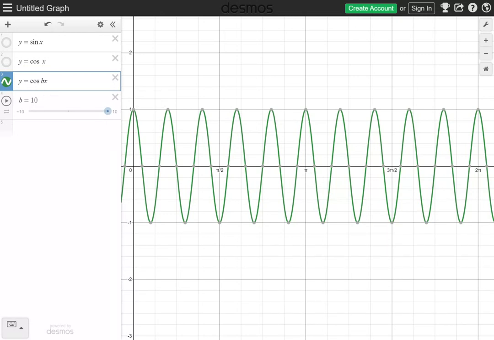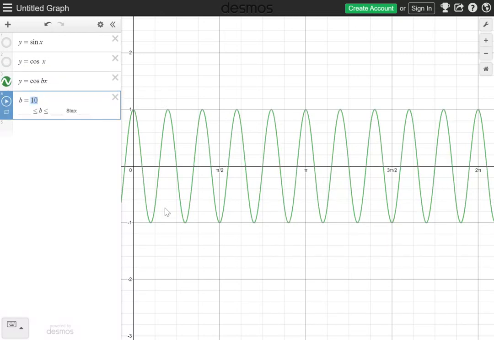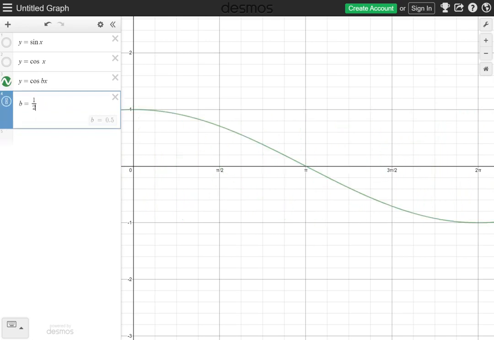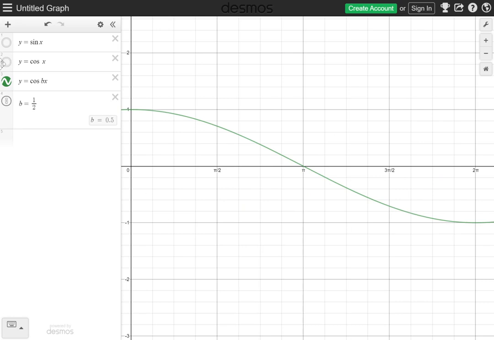Now, what if we go smaller? What if I put in 1/2? What's going to happen then? Well, at 1/2, let's compare this to the original again. So here's the parent function on top. If you notice between 0 and 2 pi, the parent function, we have one full cycle. For cosine of 1/2 x, we have half a cycle.